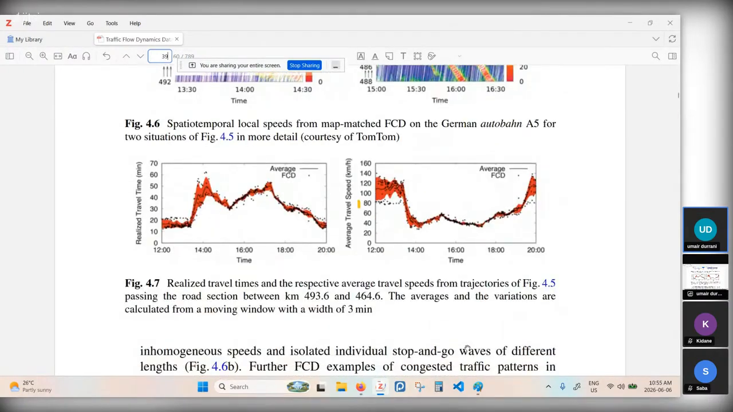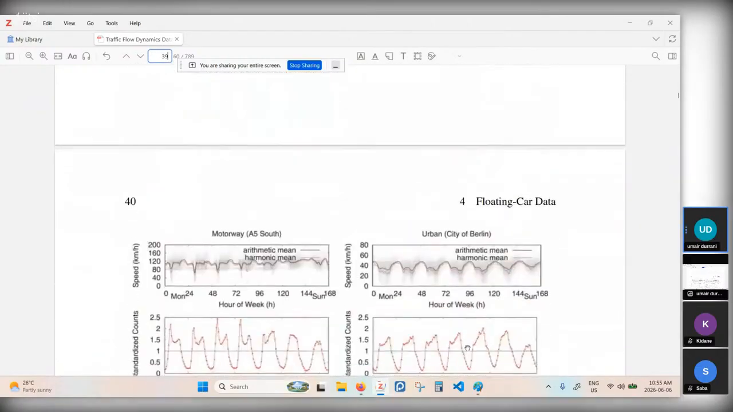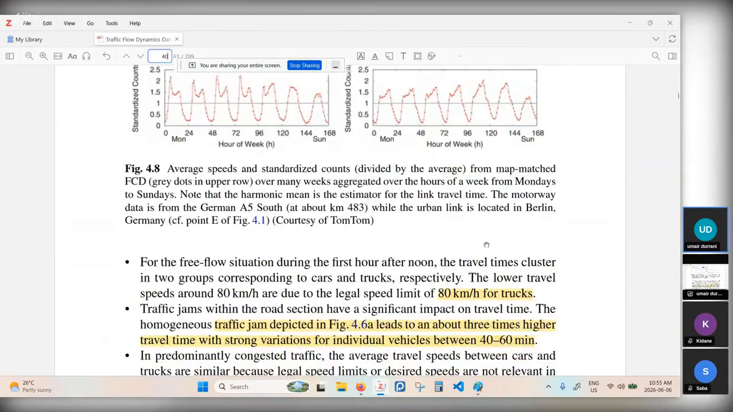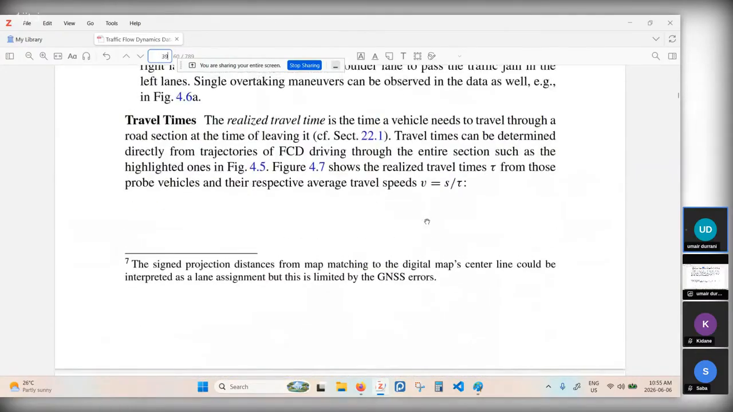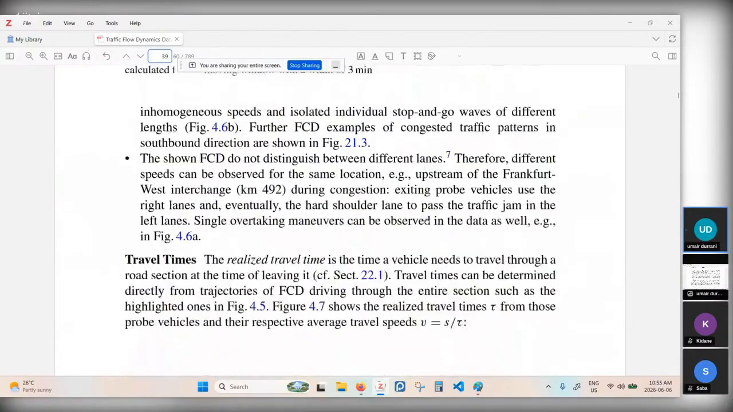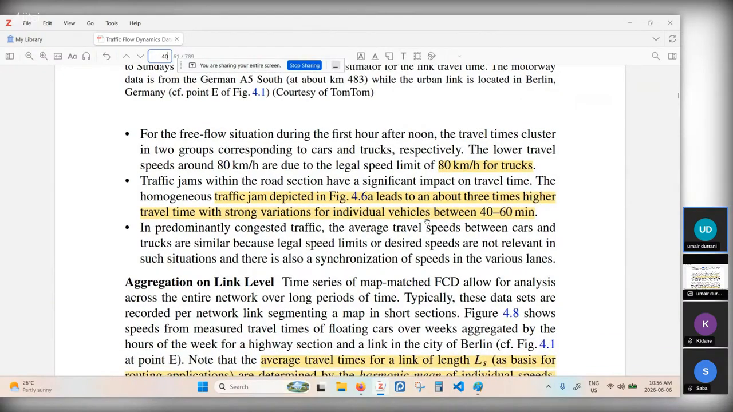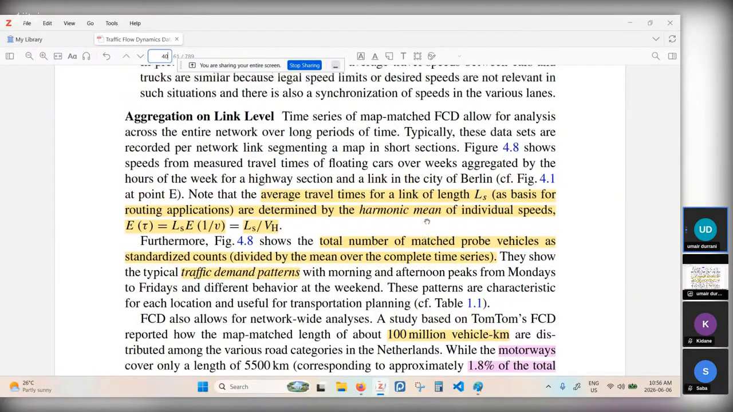So floating car data can tell us a lot about the travel times, and another thing is the speed, average travel speeds. And then figure 4.7, let me see, that we have already discussed. Figure 4.8 is discussed in this section, aggregation on link level.